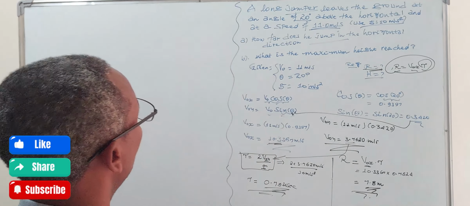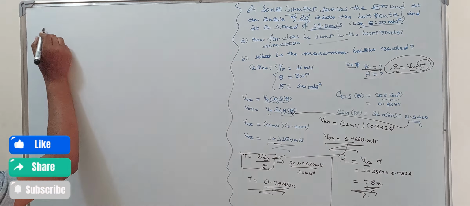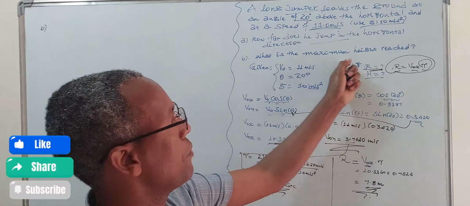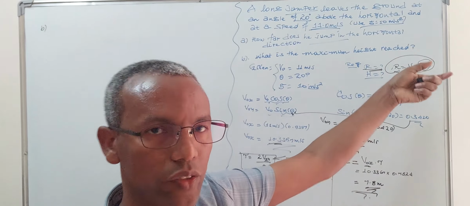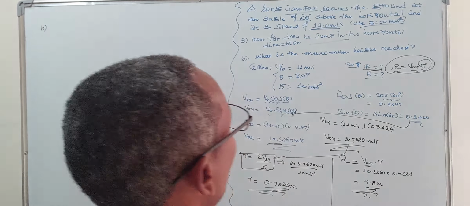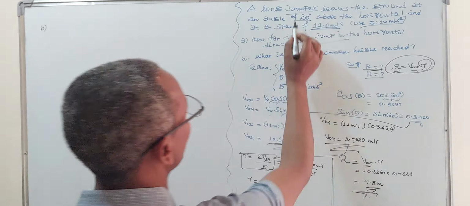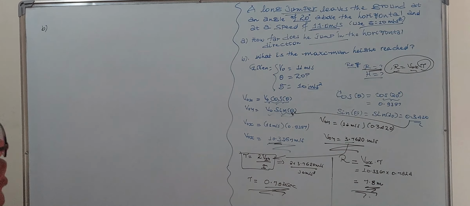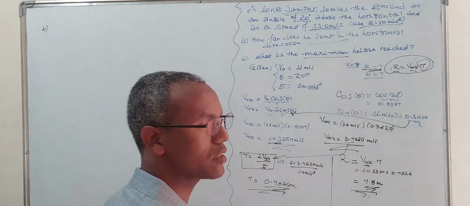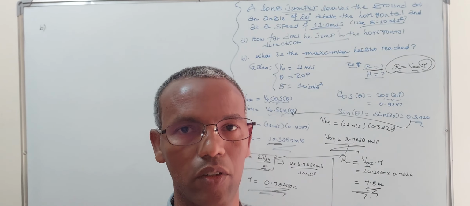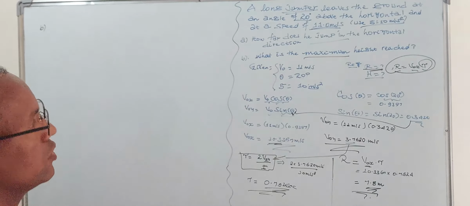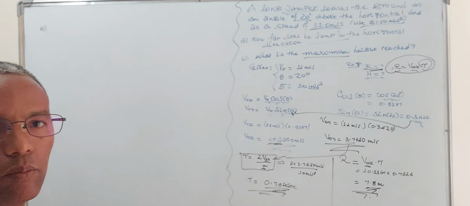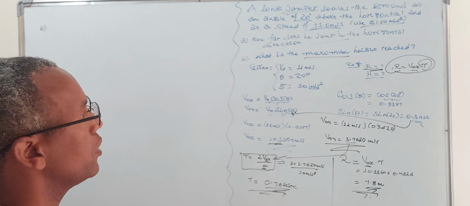So next is B, right? B says, what is the maximum height reached? There's a maximum height of this jumper, right? To find out the maximum height, we need to understand a couple of conditions.